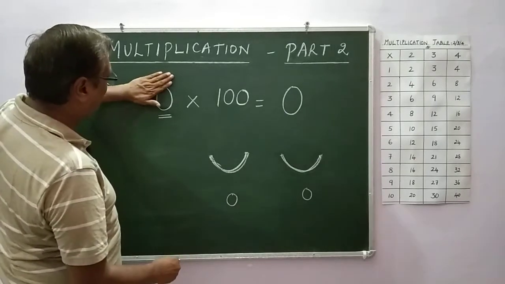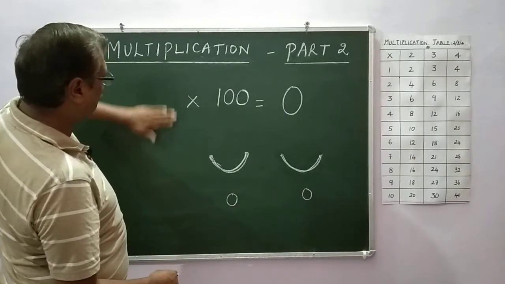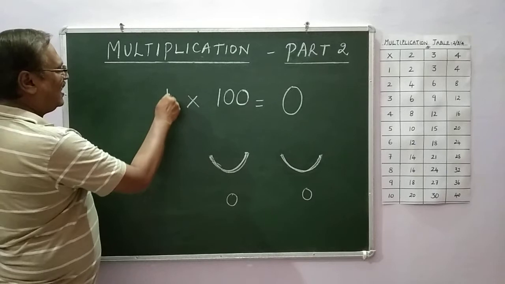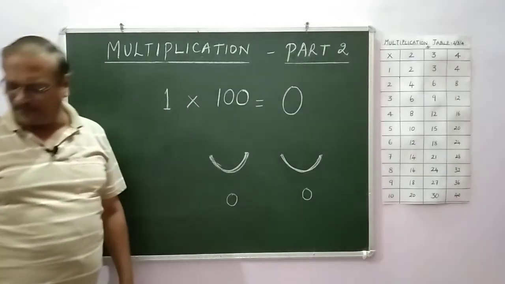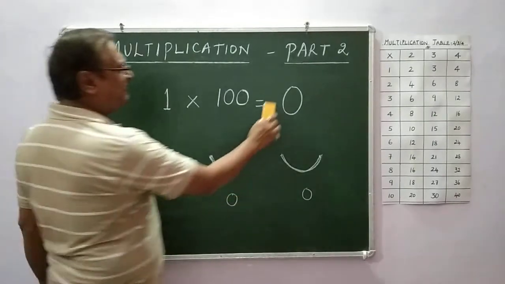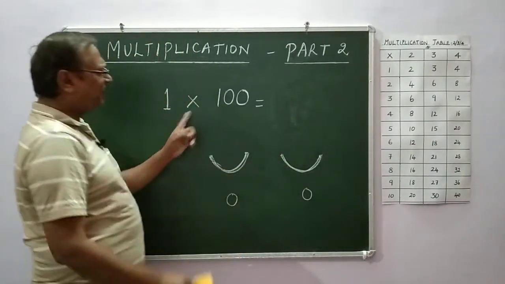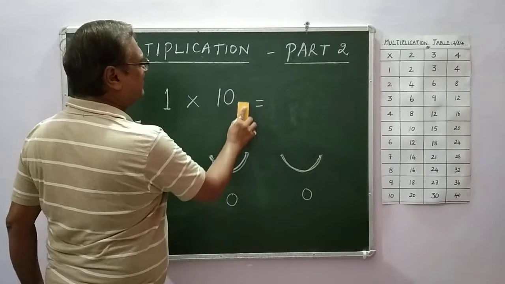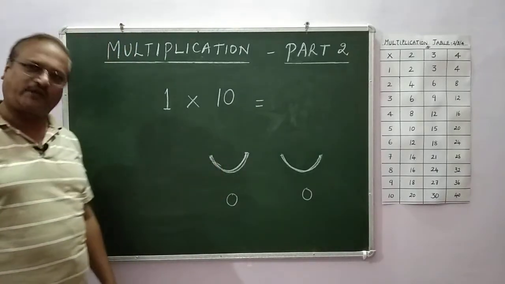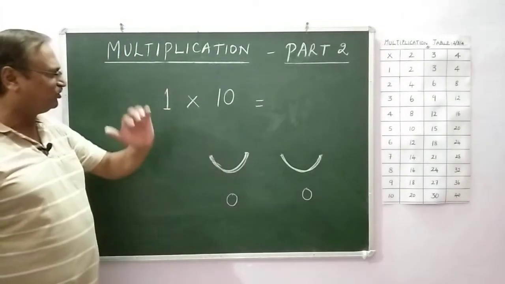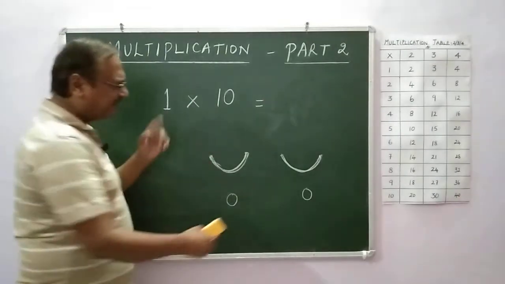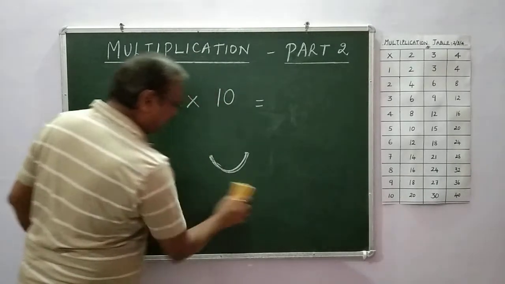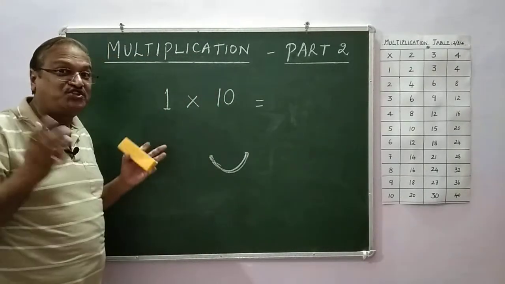I will change the number here for you. I'm going to put here 1. When I put 1, what will happen? 1 multiplied by, let me take 10. Now, I'm going to tell you, 1 multiplied by 10 is what? I take a cup now.